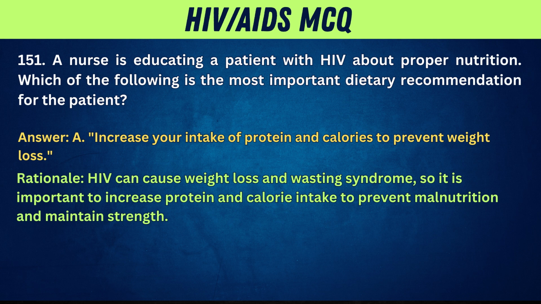Which of the following is the most important dietary recommendation for the patient? A. Increase your intake of protein and calories to prevent weight loss. B. Limit your intake of vegetables to prevent bloating. C. Avoid foods that are rich in carbohydrates. D. Drink only clear liquids to stay hydrated.